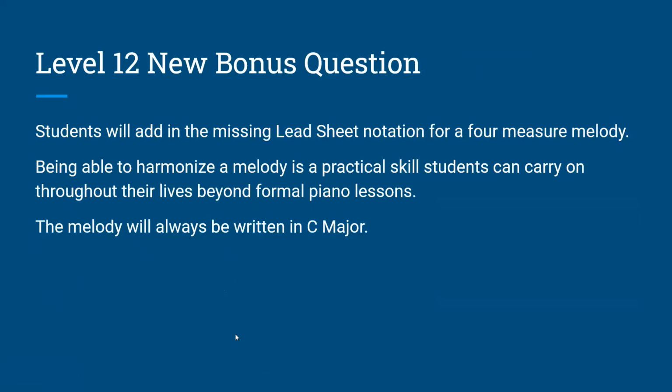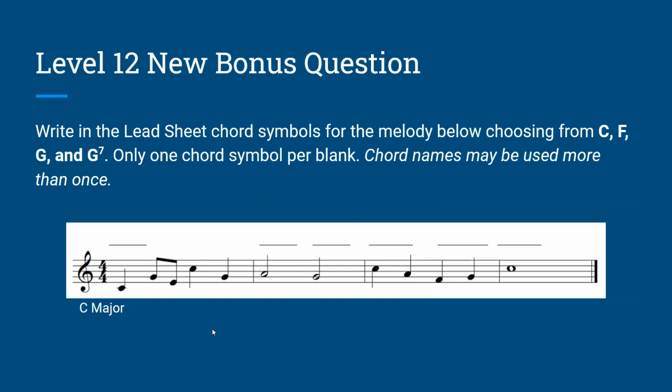Awesome. Okay, level 12 new bonus question. Students will add in the missing lead sheet notation for a 4-measure melody. Being able to harmonize a melody is a practical skill students can carry on throughout their lives beyond formal piano lessons. The melody will always be written in C major. We're not trying to make this a really hard question for students. Just trying to add something practical in for students that they can carry on as they are leaving their school year lessons. So write in the lead sheet chord symbols for the melody below, choosing from C, F, G, and G7. That's it. 4 different chord symbols are all they will be choosing from.